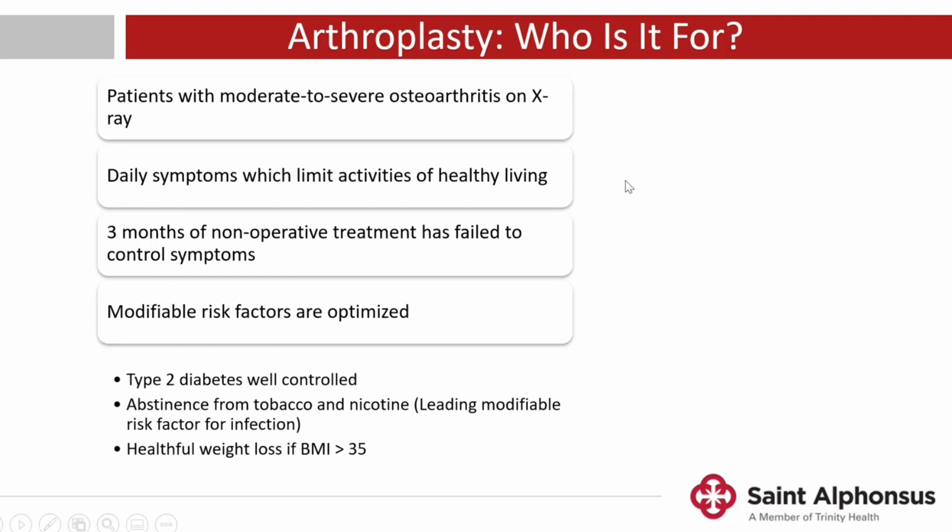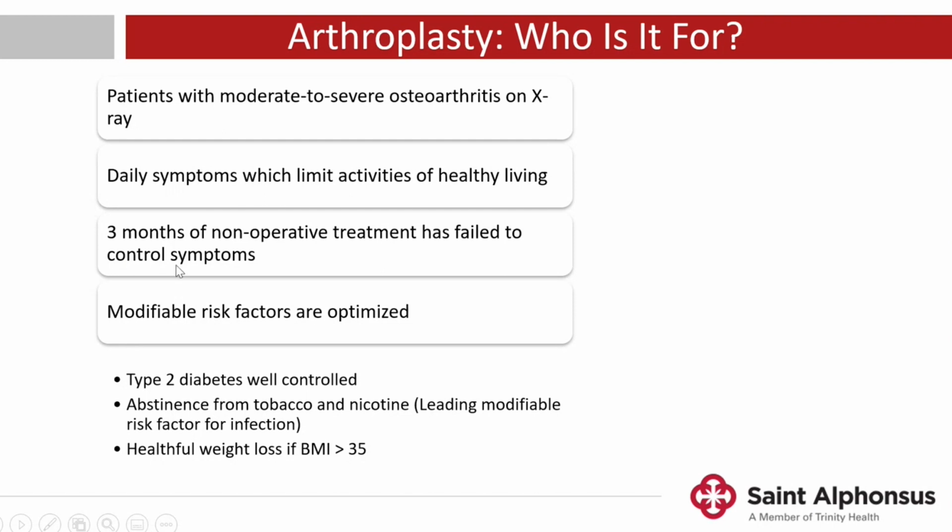So the ideal candidate for arthroplasty are patients with moderate to severe osteoarthritis on X-ray. It doesn't have to be necessarily bone on bone, but there are clues on the X-rays that tell me that there's complete cartilage loss in at least some areas of the joint. These patients have daily symptoms which limit the activities of healthy living. Certainly, if you're not able to walk around the block, it's going to be hard to get the minimum amount of cardiovascular exercise to keep your heart healthy.